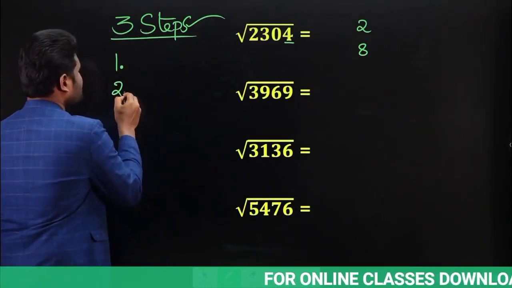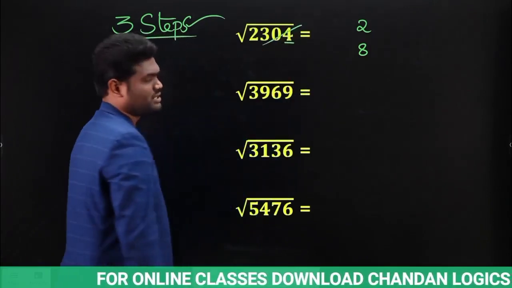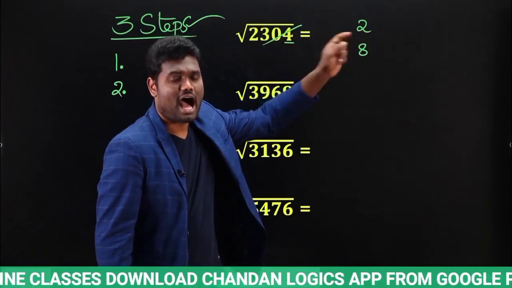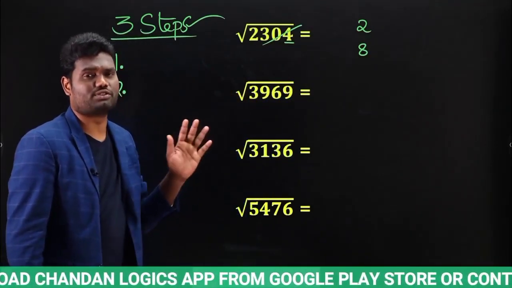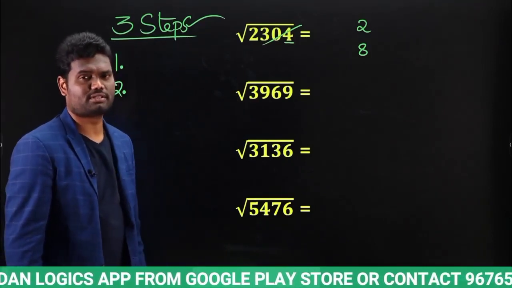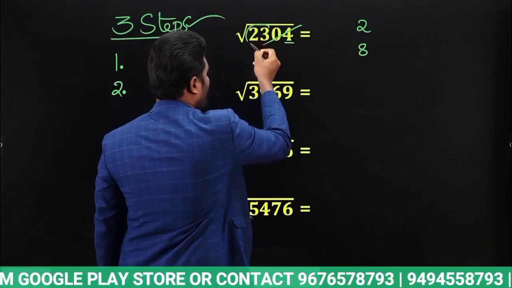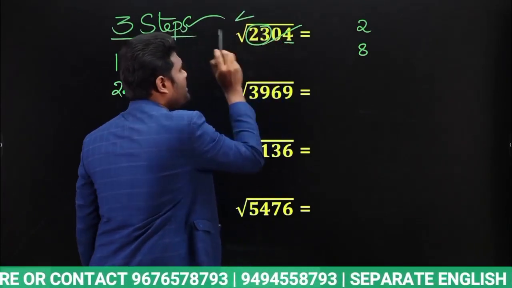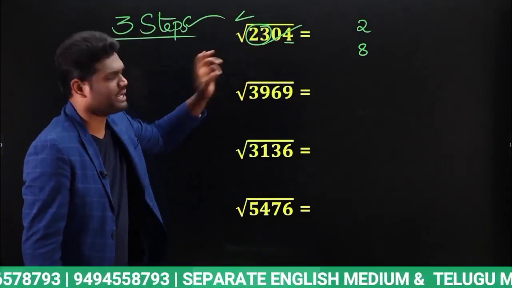Next step, you have to strike off these numbers. First you have to take the possibilities. After noting down the possibility, you just strike off those numbers. Next you have to check the perfect square close to this number and less than this number. Very important.